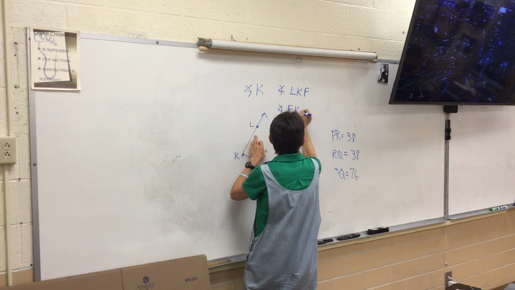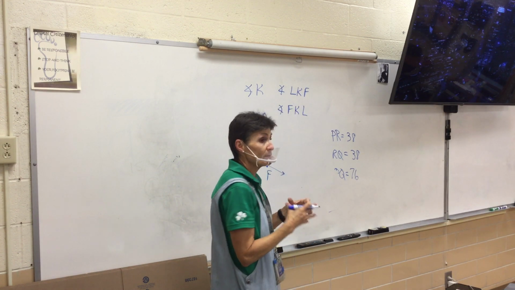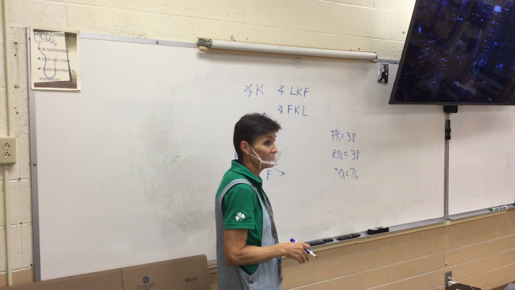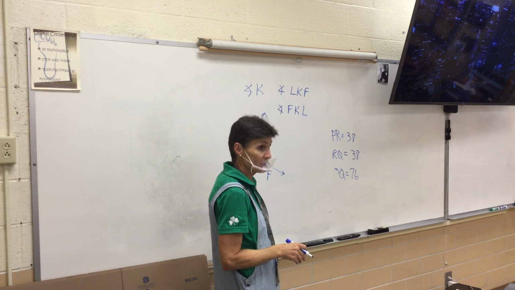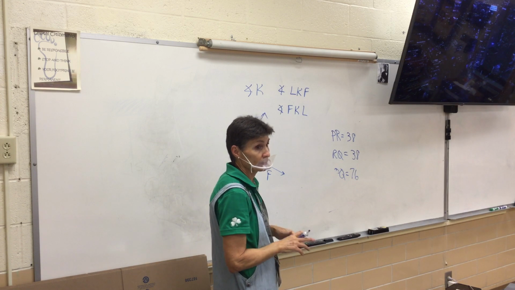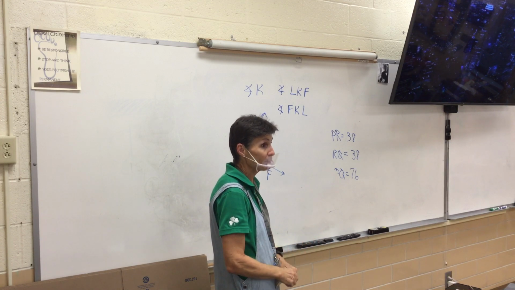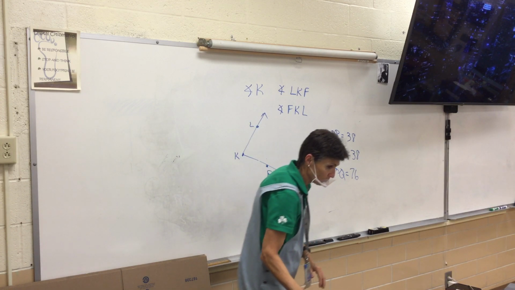Angle FKL. Now, what's the magic formula for these that use 3 letters? The K has to be in the middle. The vertex must be in the middle. Now, do you feel like you have a grasp of that? All right.